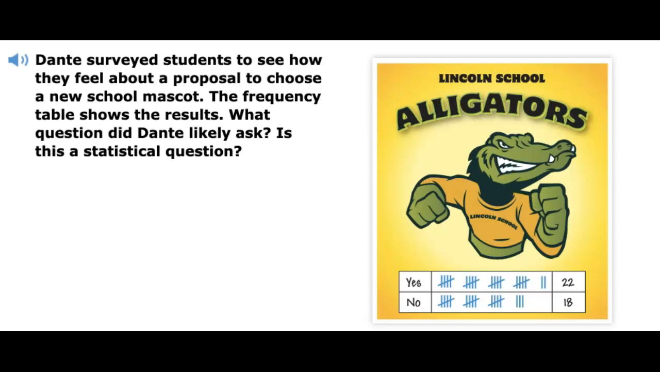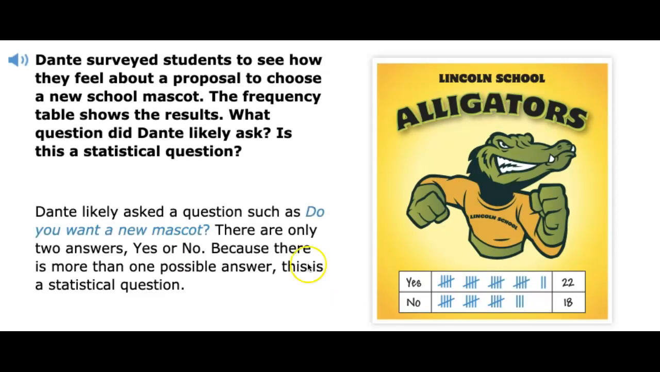Oh, you stand by your point, Tiffany. Let's see if it's correct. Who among you guys is correct? Let's see what it says. So Dante likely asked the question, do you want a new mascot? Do you want a new one? Do you like the new one? So there are only 2 answers, yes or no. Because there's more than one possible answer, this is a statistical question.